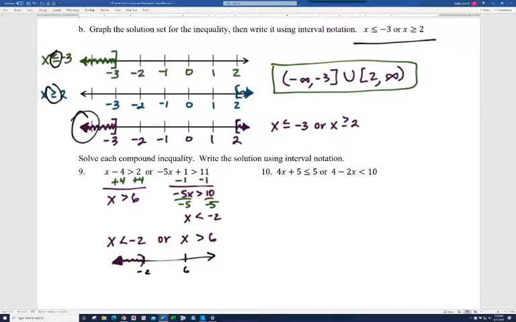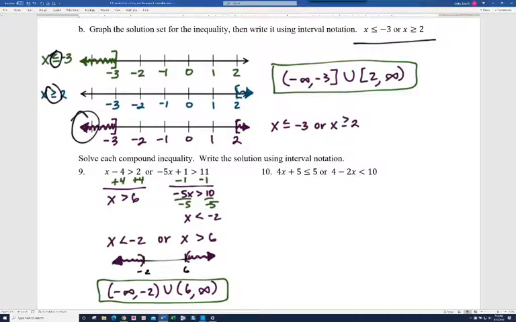So we have x is less than -2. We've shaded everything to the left of -2 with the parentheses since there's no equal sign here. And then, or x is greater than 6, so that would be parenthesis and everything to the right of 6. All right, so that's our solution. So we have -infinity to -2, parenthesis, union 6 to infinity, also with a parenthesis at the 6.